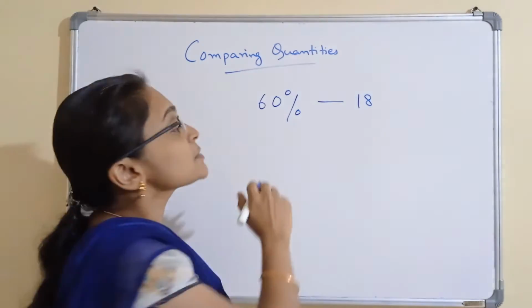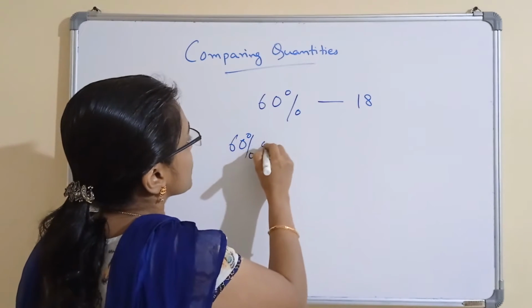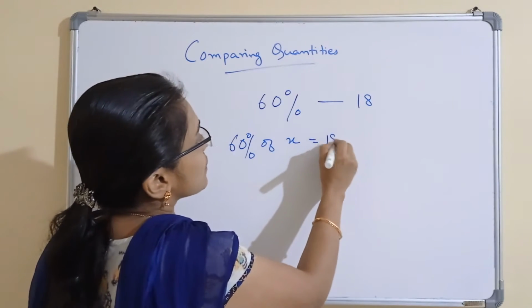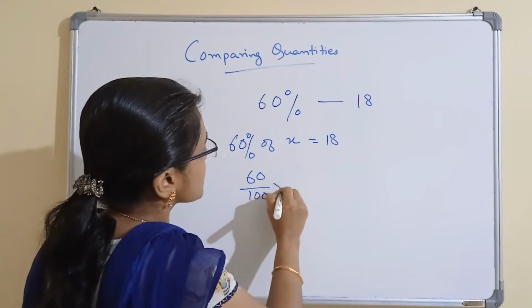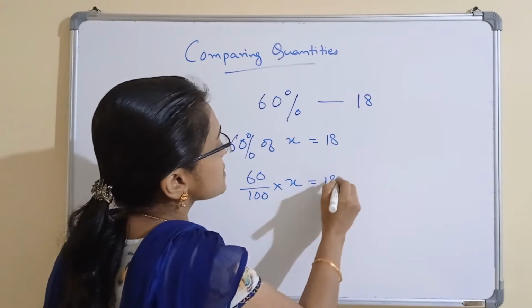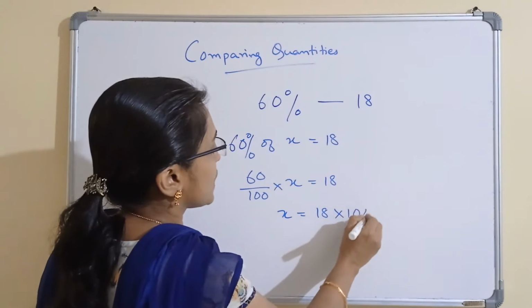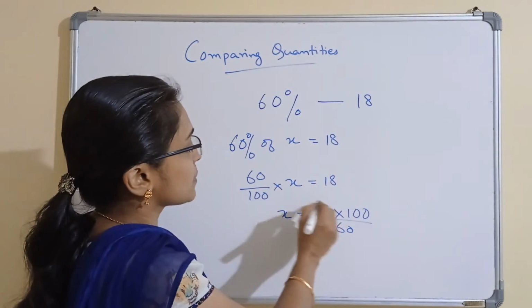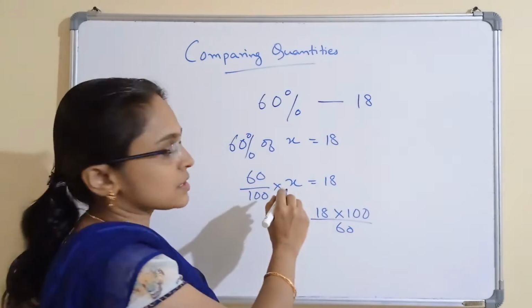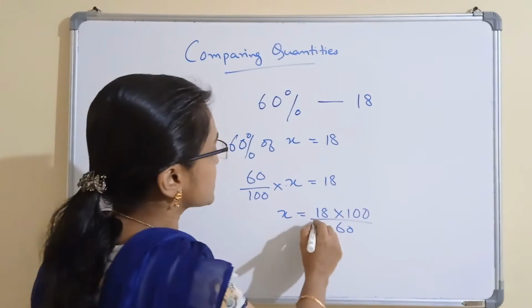means let x be the total number of students. So 60% of x is equal to 18, which means 60 by 100 of x is equal to 18. So x equals 18 into 100 by 60, right? That is the reciprocal of this. We have to multiply 18 by the reciprocal of this to find x. So x equals 18 into 100 by 60.